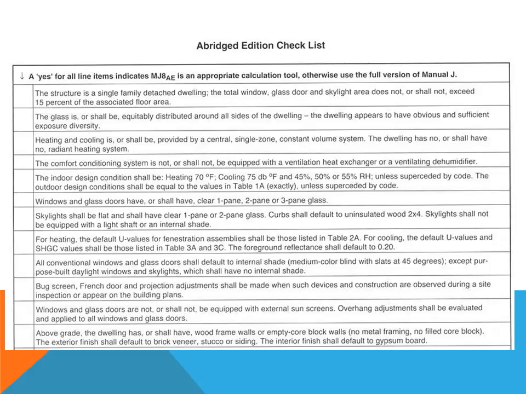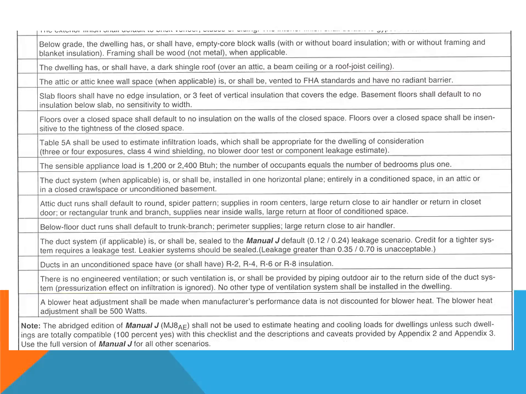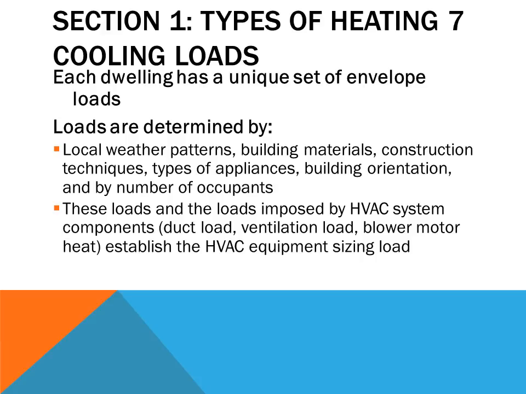So here's a checklist that you'll find. This is just an excerpt from Manual J, and it goes through some of the things that you need to go through. This is a close-up picture of it, but this is in our book. And this is the second page of it, actually the bottom portion of it. This is just a list of things that we'll find. It's in section 1.